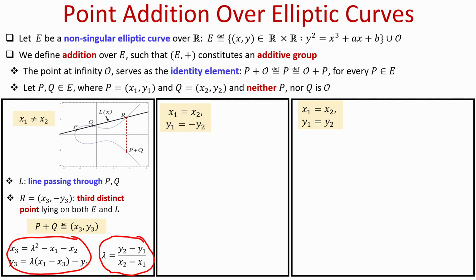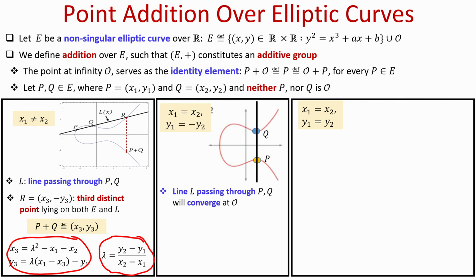So, that is the way the plus operation on points P and Q is defined for the case where x1 is not equal to x2. Now, let us take the second case where x1 is equal to x2, but the y coordinates of P and Q are just opposite of each other. In this case, the line that we pass through P and Q basically ends up converging at the point at infinity.